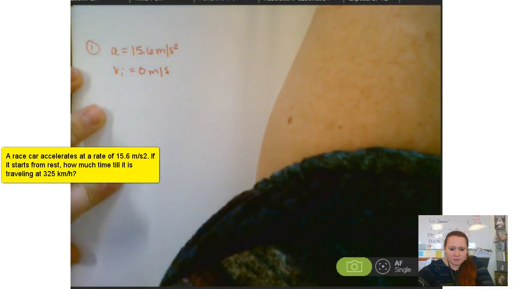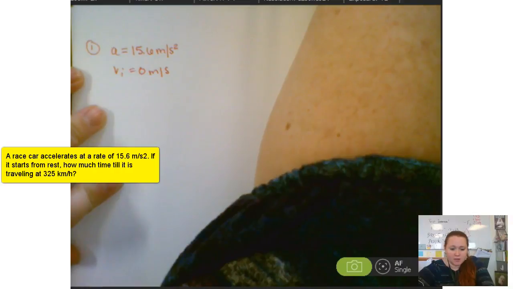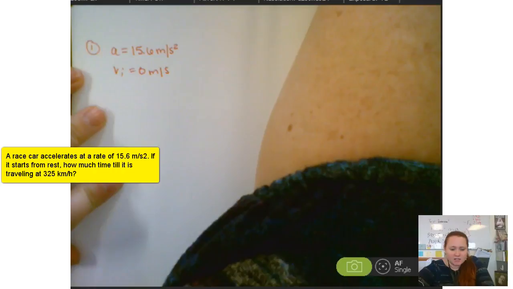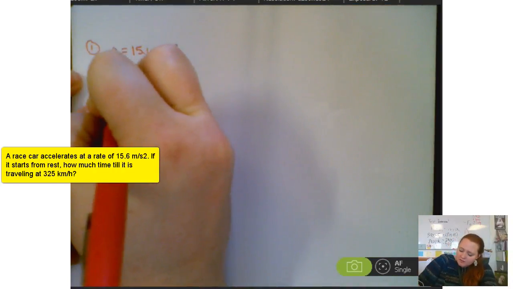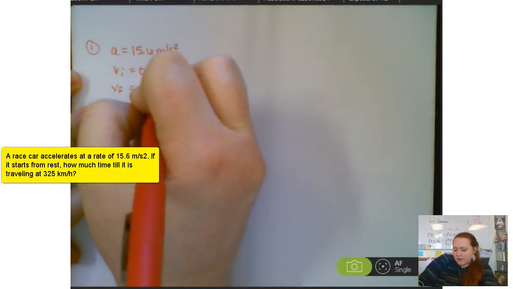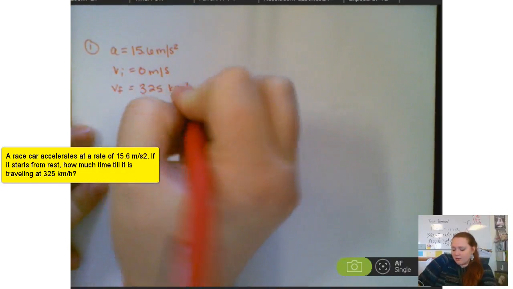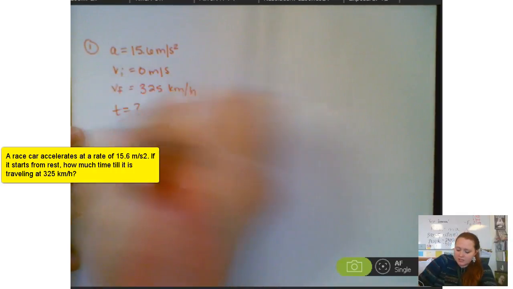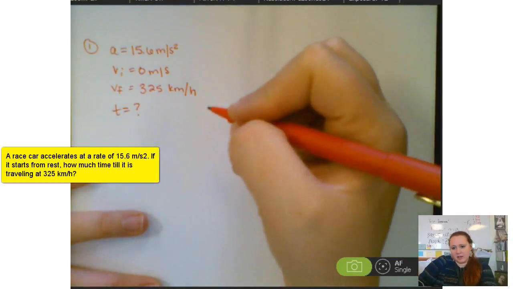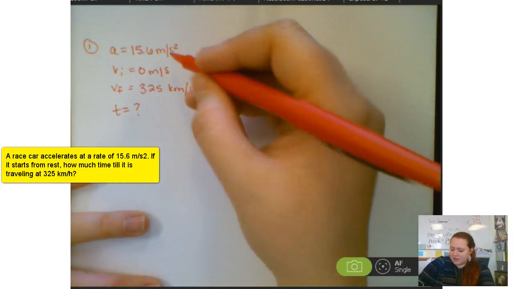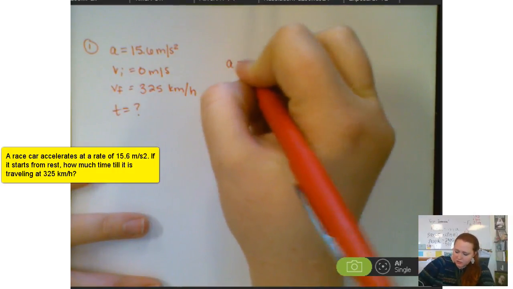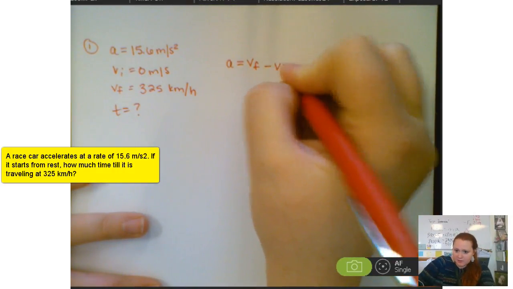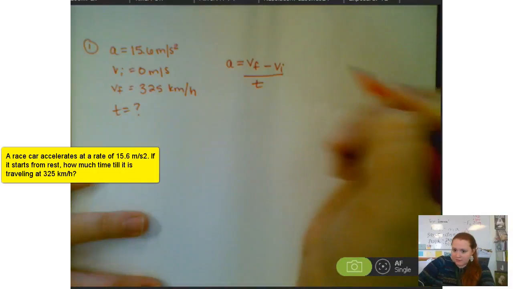Now we always need to make sure that we are in the metric system, metric units. So if it starts from rest, how much time until it's traveling at 325 kilometers per hour? So my final velocity is going to be 325 kilometers per hour, and I'm looking for time. Now this is nice because I have everything but time, and so I'm going to be able to use this equation, VF minus VI over T.